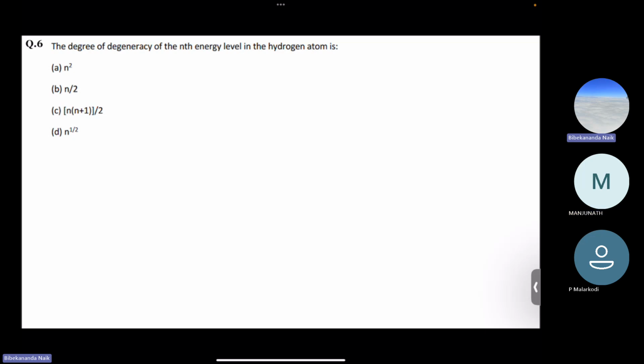Basically, this degeneracy concept comes when we introduce additional quantum numbers, for example, azimuthal quantum number, orbital magnetic quantum number, and spin magnetic quantum numbers. However, since these questions are related to Bohr-Sommerfeld theory, according to Bohr-Sommerfeld theory there are only two quantum numbers known to us. One is azimuthal quantum number L, another is principal quantum number N. And corresponding to one value of N, there are how many values of L?